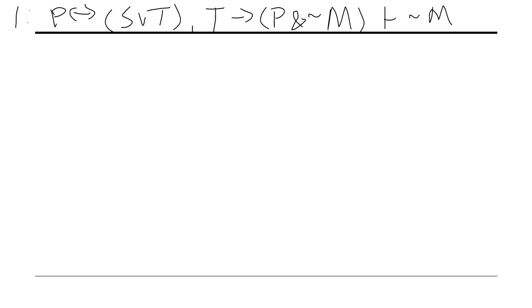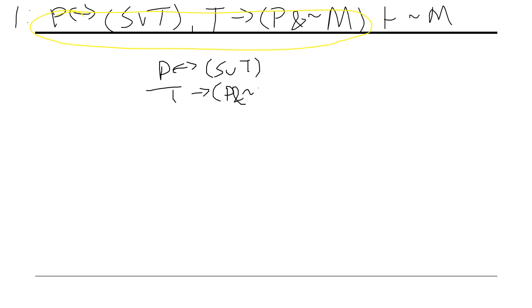So remember, what we do is we take our premises. We've got two here. We'll list them on the left-hand side of the line. And then we'll take our conclusion and put it on the right side here. Put not M. And then just use our rules.